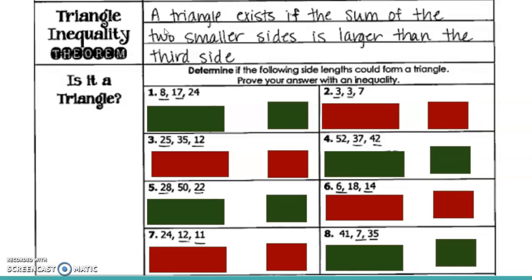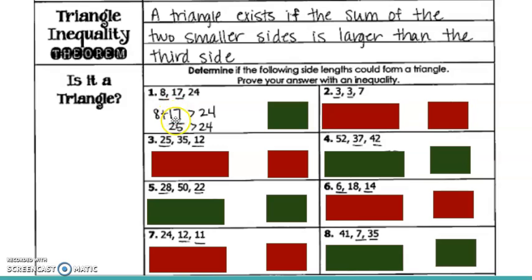So when we do this, we're going to be setting up some inequalities. And when we're determining if it is a triangle, our first step is to always figure out of the three sides that they give us, which are the two smaller sides. So for example, number 1, I'm given sides 8, 17, and 24. Well, 8 and 17 are my smaller sides. So what I'm going to do is add them together and see if they are greater than that third side.